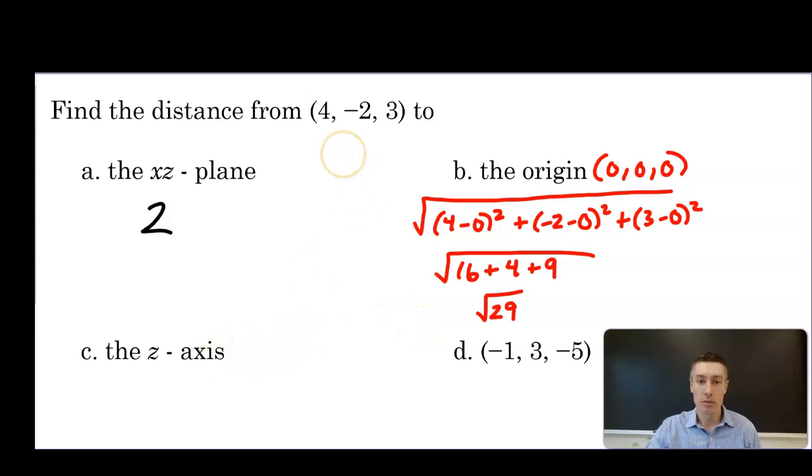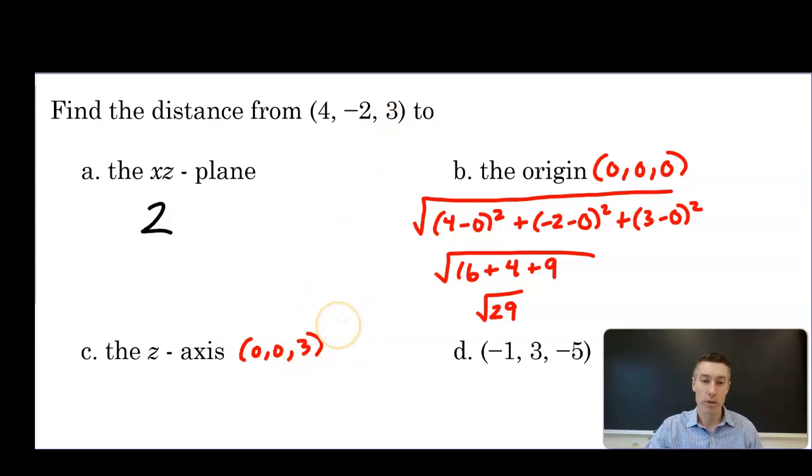Now we want to find the distance from the point (4, -2, 3) to the z-axis. So that's a little bit more challenging. We need to think about a point on the z-axis that we can use the distance formula for. So the closest point on the z-axis to the point (4, -2, 3), remember the z-axis is above the origin, so the x and the y would both be 0, and then the z value to place the point closest to (4, -2, 3) would be the same z value, so in this case 3.